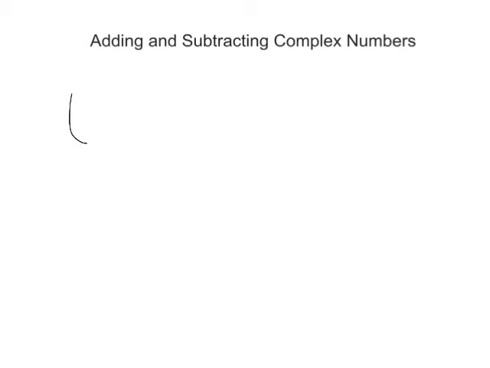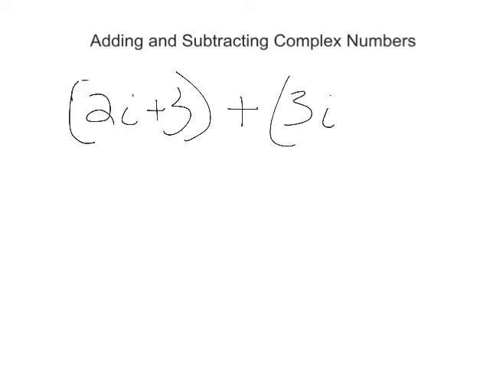like 2i plus 3 and 3i plus 4. When you add these two together, it's very similar to just adding binomials, where i, the imaginary unit, acts like a variable as you do the addition or subtraction.